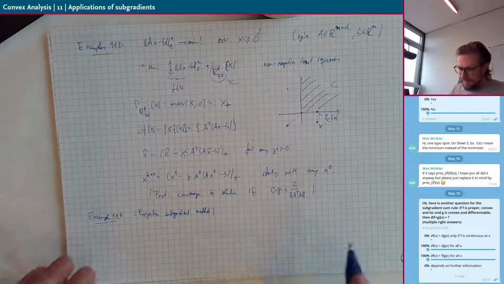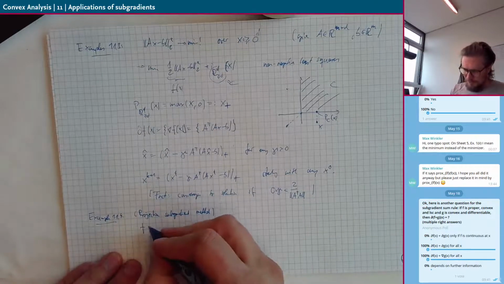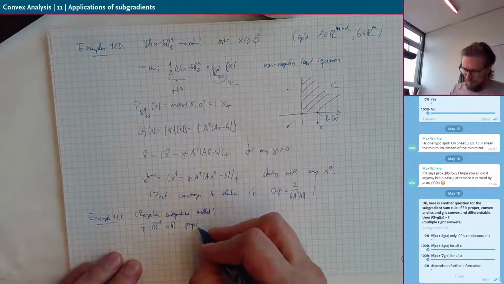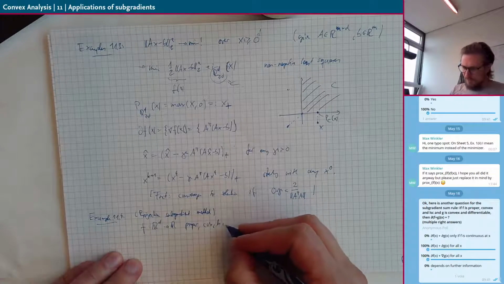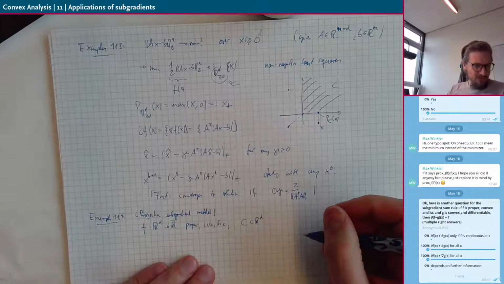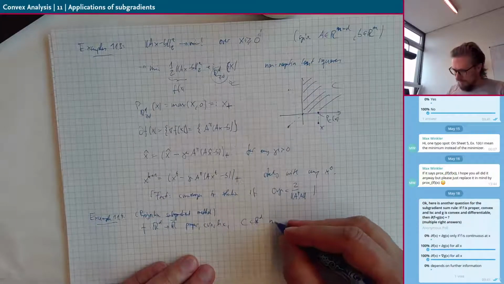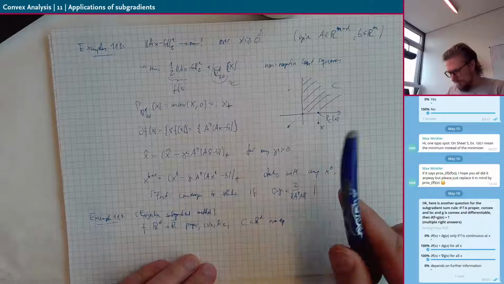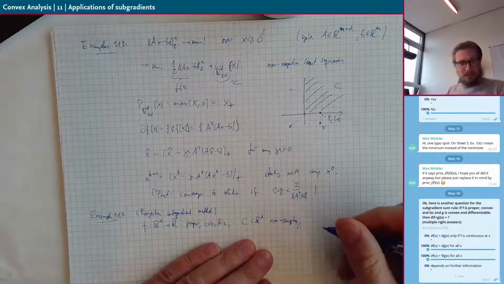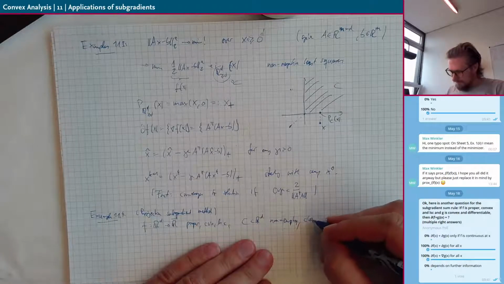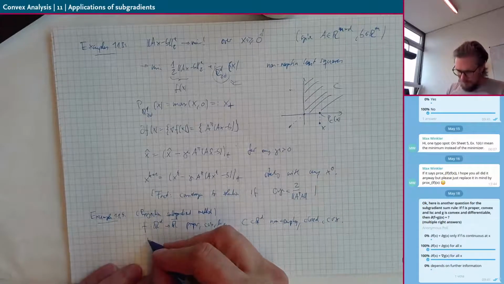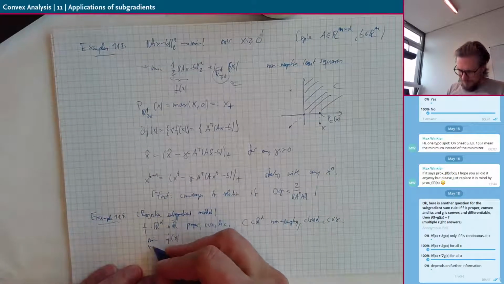Okay, a little bit more general than this here. We consider f from R^d to R union plus infinity, proper, convex and lower semi-continuous, and we allow the value plus infinity here. C a subset of R^d, non-empty, closed and convex, and we want to consider the minimization problem: minimize f over x in C.